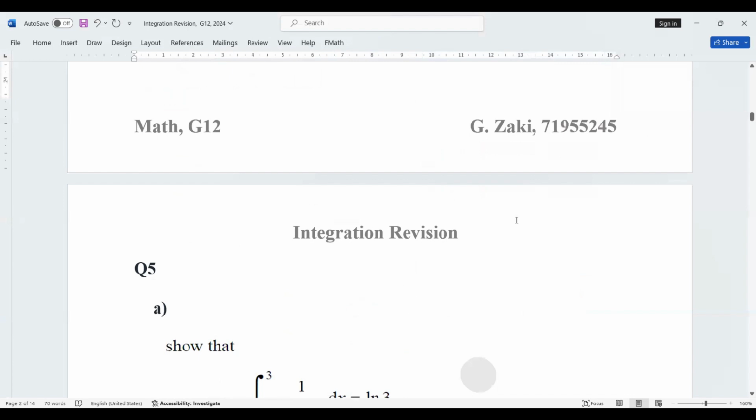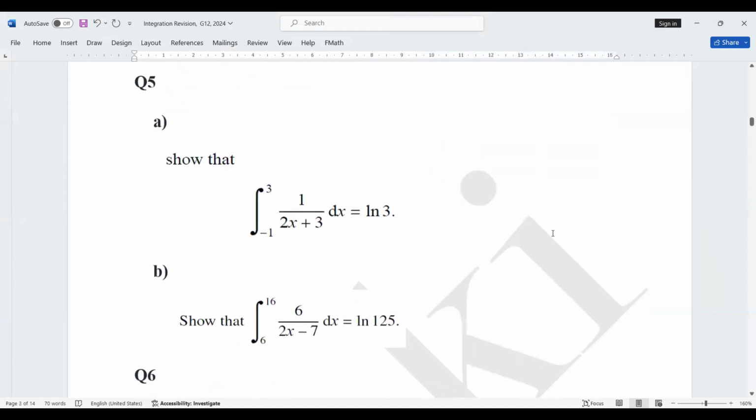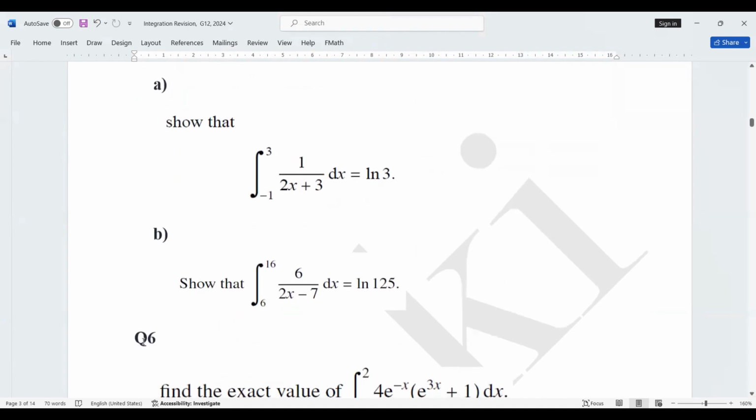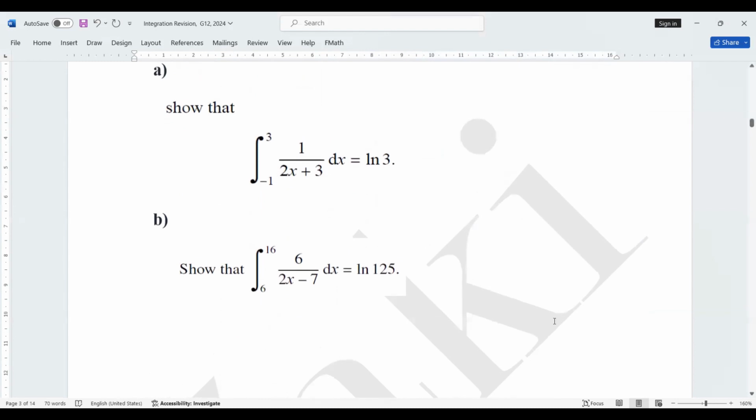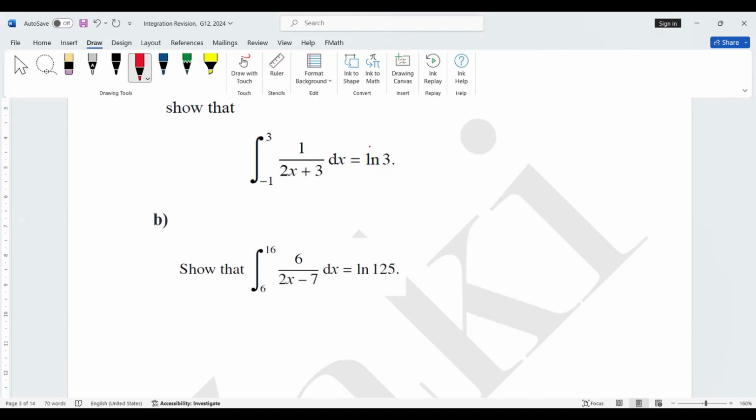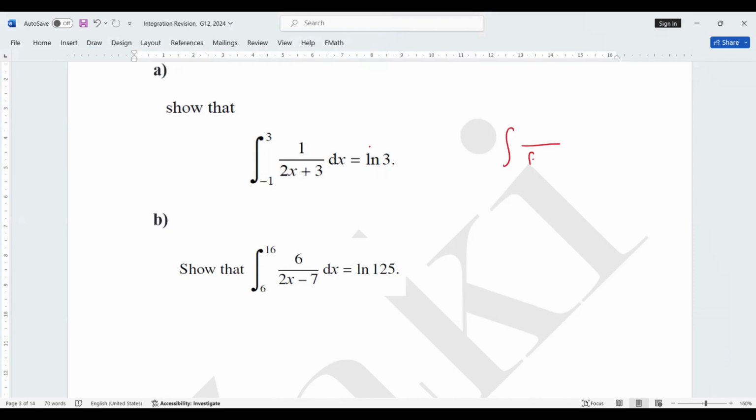Okay. Now, show that. So try to solve this, please. Show that. Okay. Now, I help you. In that one, we use the formula that the integration of f dash x over f x dx. So when the numerator is the derivative of the denominator, it's ln the denominator plus a constant.